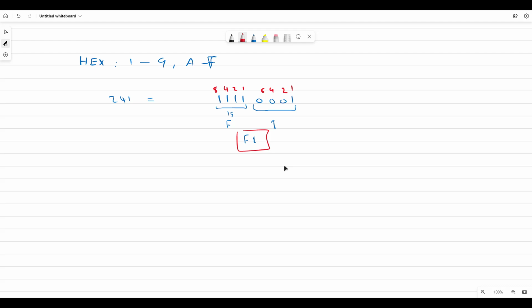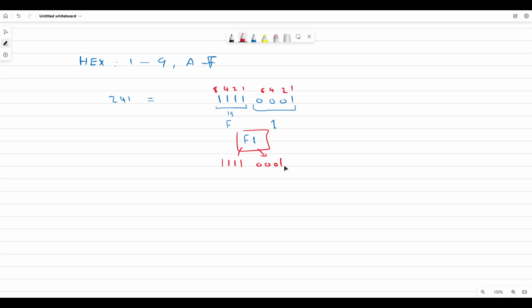If you want to do the reverse, you just take each hexadecimal digit and represent it by 4 binary values. It's not a real conversion, but more like changing the way we represent the numbers. So 1 will be 1 0 0 0, and F will be 1 1 1 1.